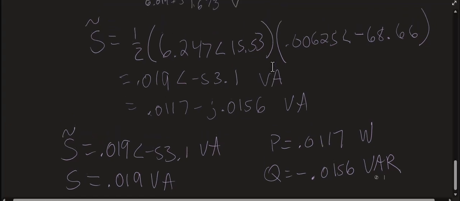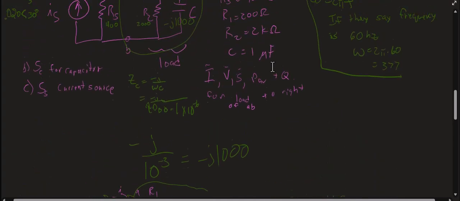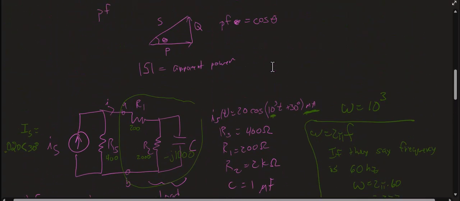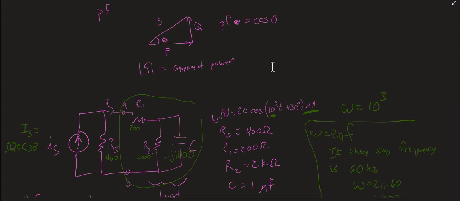Okay, so the next part of the problem said, so that was to find the power for the load. The load had resistors and capacitors, so it had complex power.